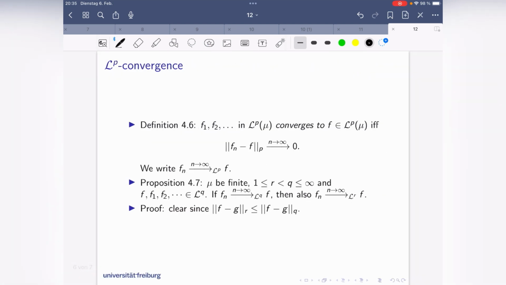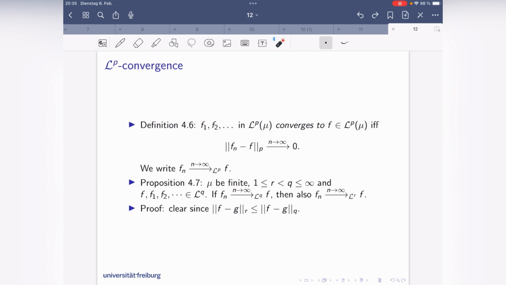Next thing, convergence. Every norm, you might recall this also, defines a convergence, and that's also true here. I just say a sequence converges to a limit if the norms converge to 0. And then we write this here. So we will have several notions of convergence of functions. Fn converges in LP to f.